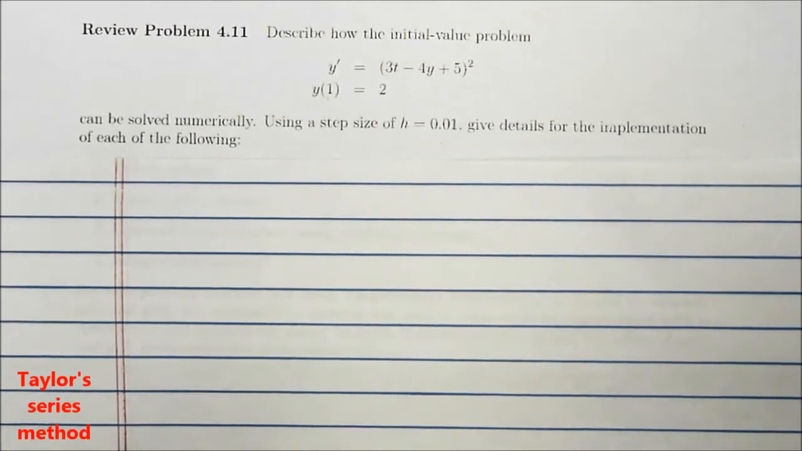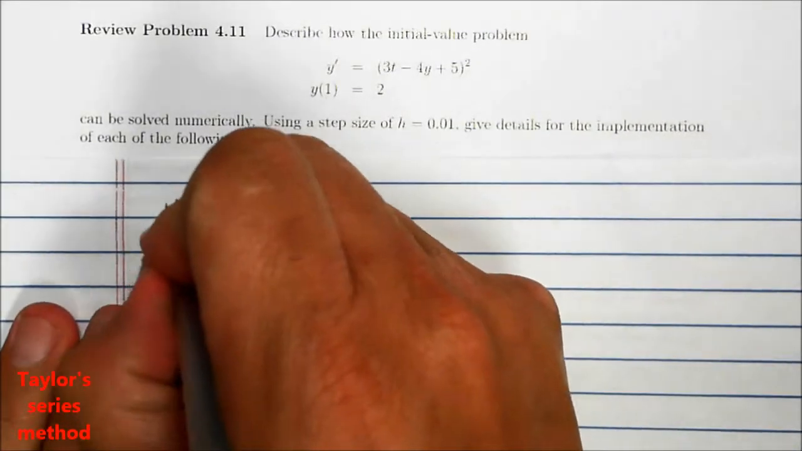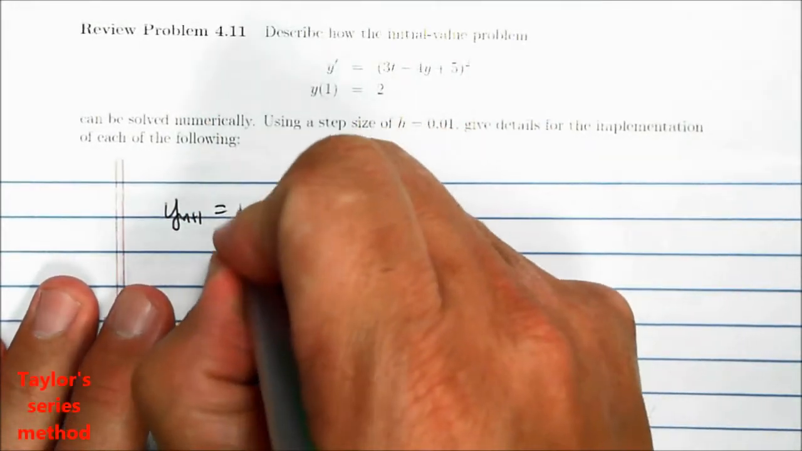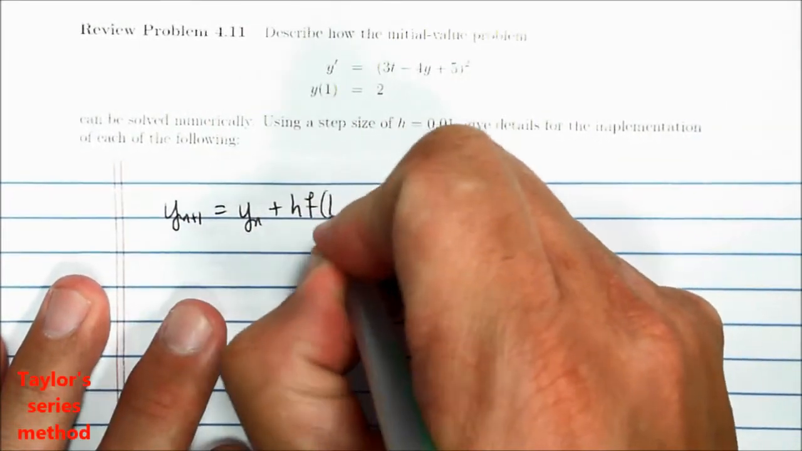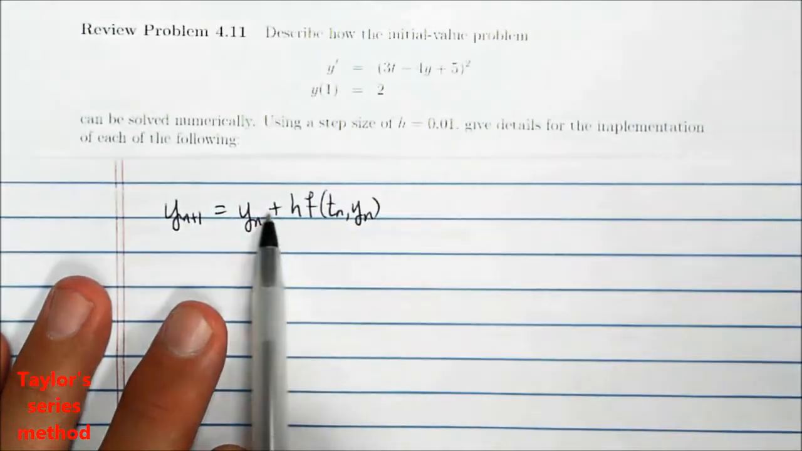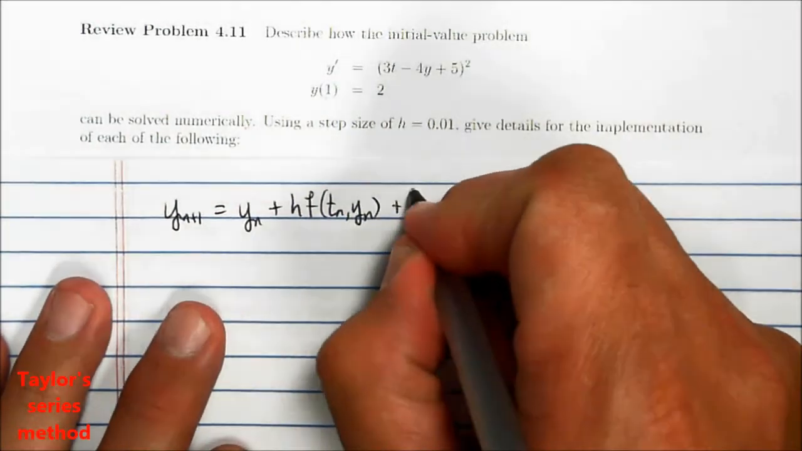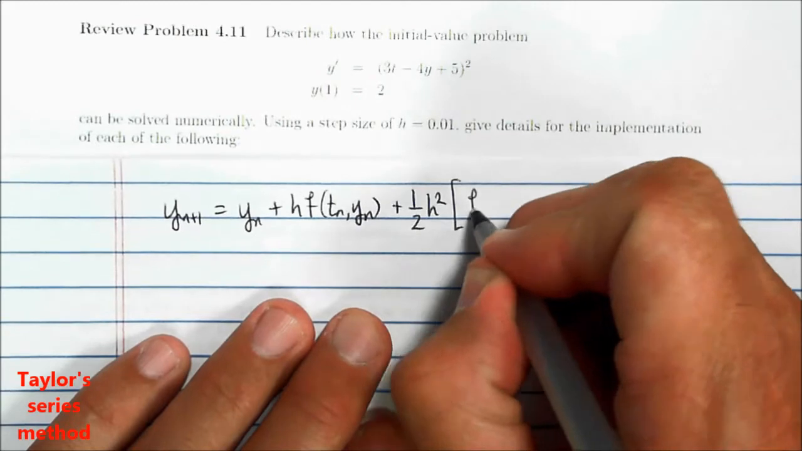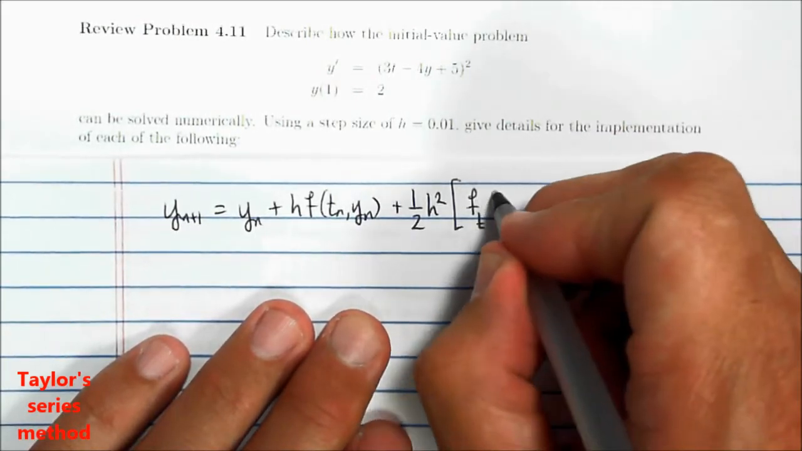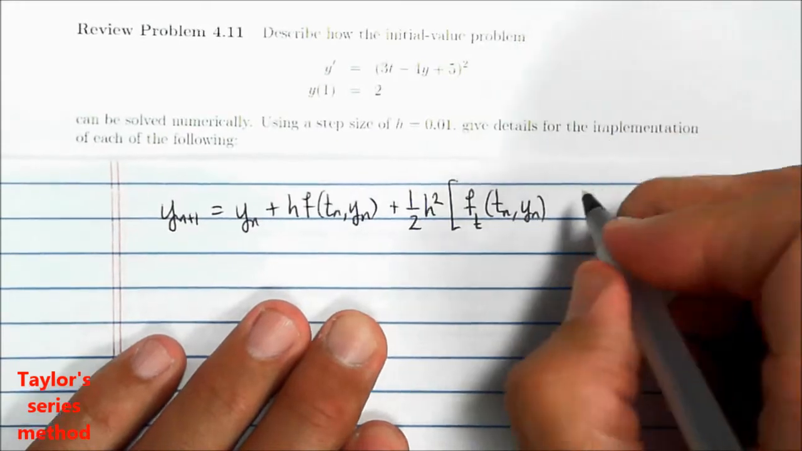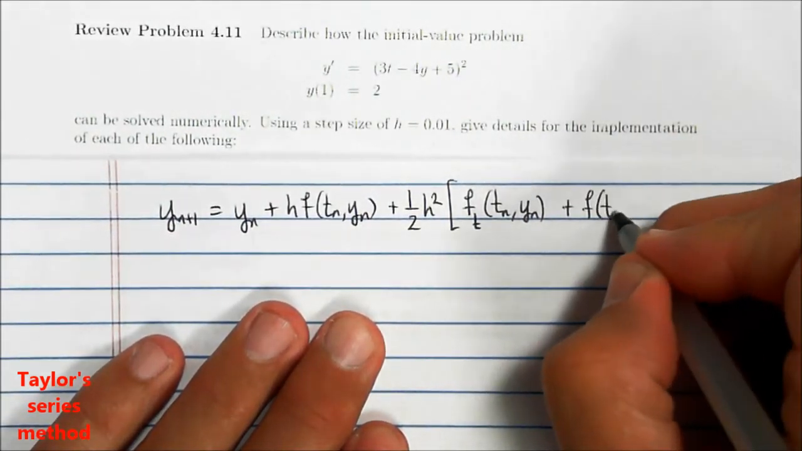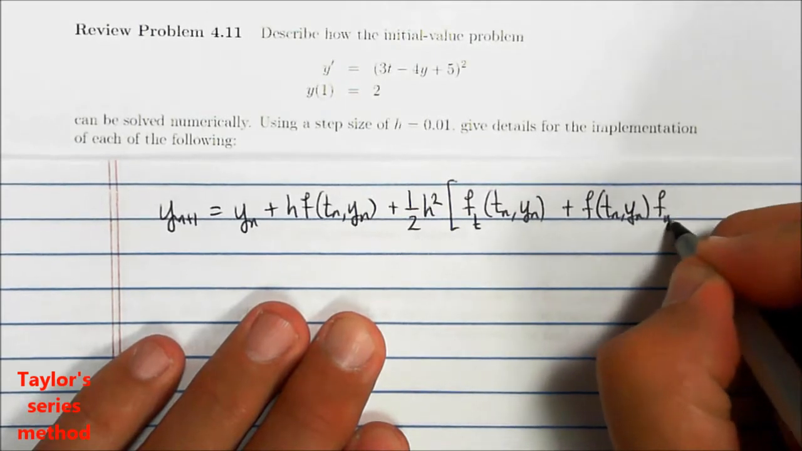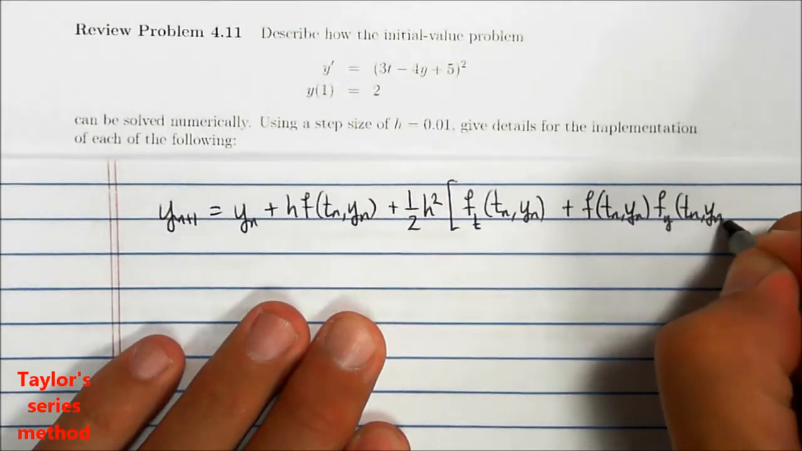Okay, let's now take a look at how to implement the Taylor series method for solving this initial value problem. The Taylor series method is y sub n plus 1 is equal to y sub n plus h f of t sub n, y sub n. Now if I stop there, that's Euler's method. The Taylor series method offers an extra term, 1/2 h squared, times the partial derivative of f with respect to t evaluated at t sub n, y sub n, plus the function evaluated at t sub n, y sub n, times the partial derivative of f with respect to y at t sub n, y sub n.